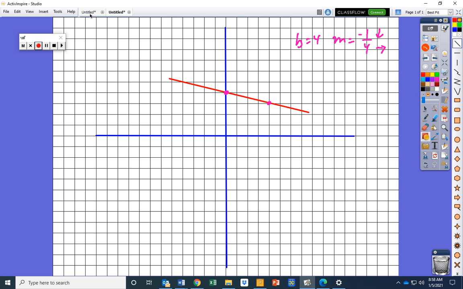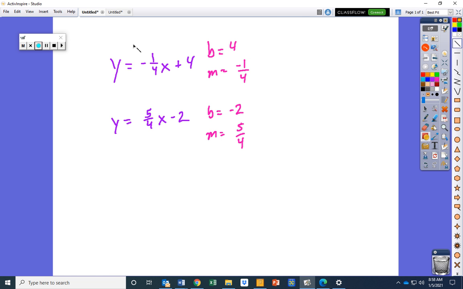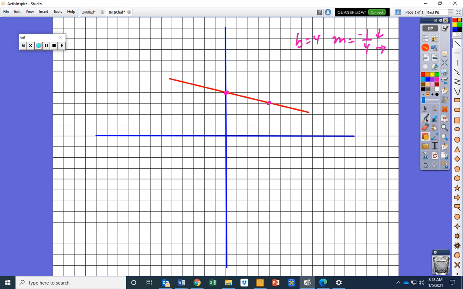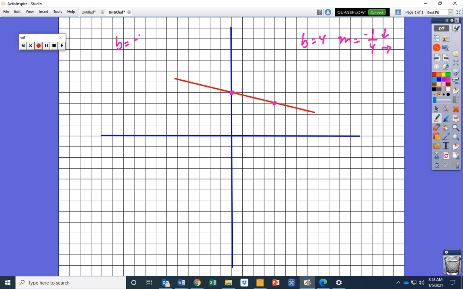Okay, let's take our second one, which was negative 2 and 5/4. Okay. So slope is... okay. So where's my y-intercept going to be on this one? I'm going to go down 2, right? And what's my slope? Up 1, 2, 3, 4, 5 over how many? Okay, what do you notice? They already what? They already intersect. They intersect right there. That makes it easy.